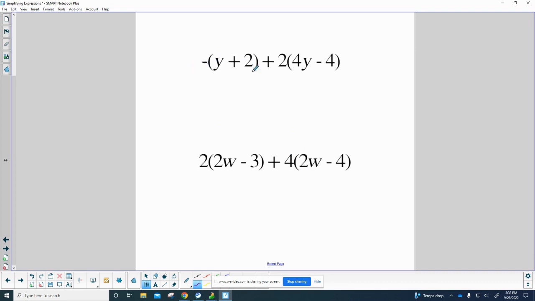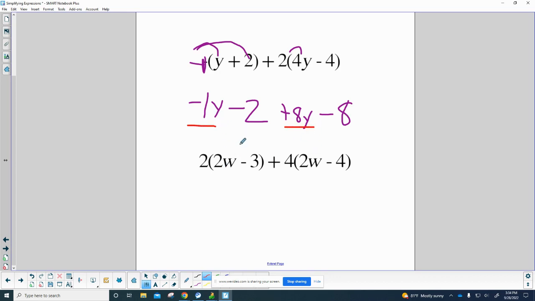We have a minus sign in front of this first set of parentheses, so that really means minus 1 is out there. So negative 1 times y would be negative 1y, and negative 1 times 2 would be minus 2. Then in the second set of parentheses, 2 times 4y would be plus 8y, and 2 times minus 4 would be minus 8. So let's combine our like terms. We got minus 1y and 8y, which is 7y, and negative 2 and negative 8, which is negative 10. So that's how you do those particular type of problems.